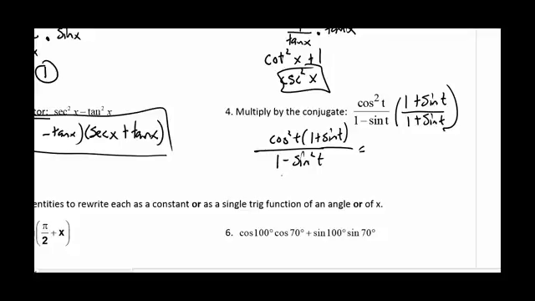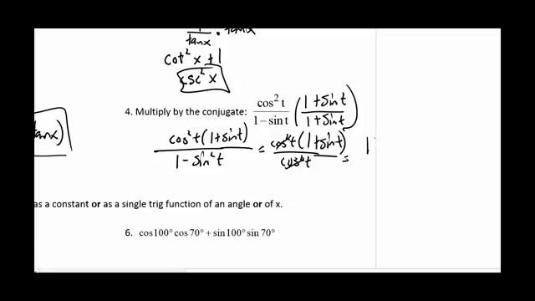So 1 minus sine squared t is cosine squared. And the cosines divide out. So I'm left with 1 plus sine t. And so that's your final answer.